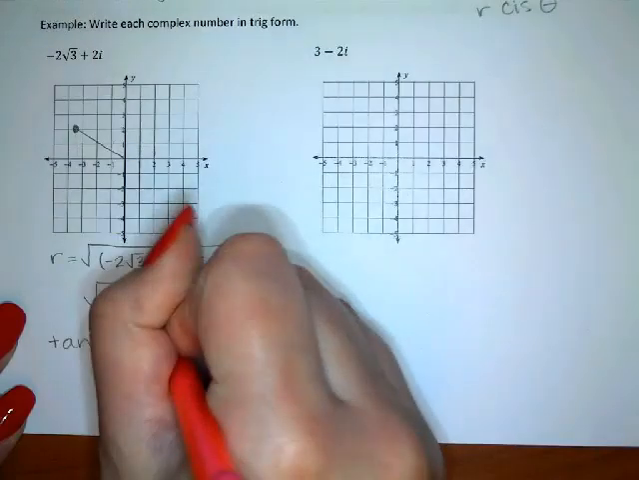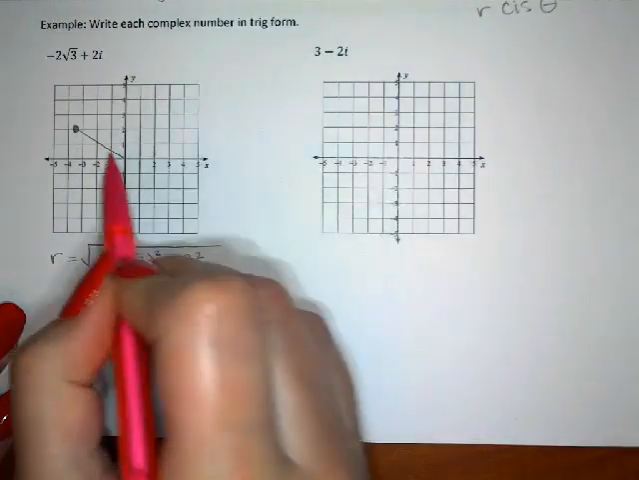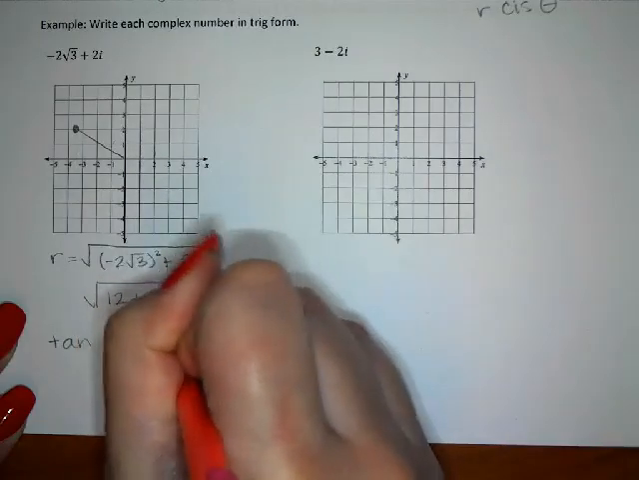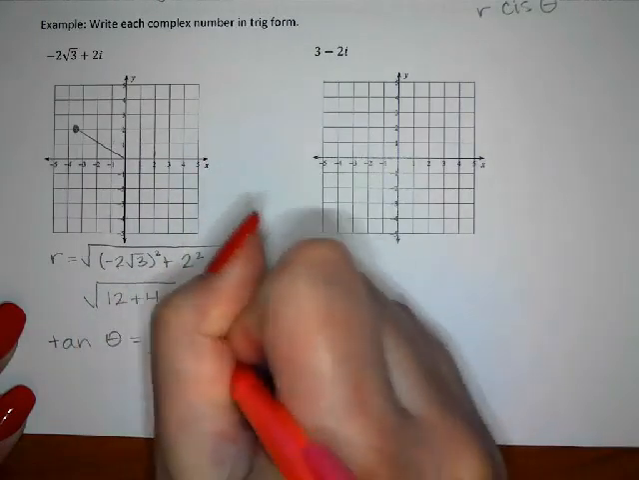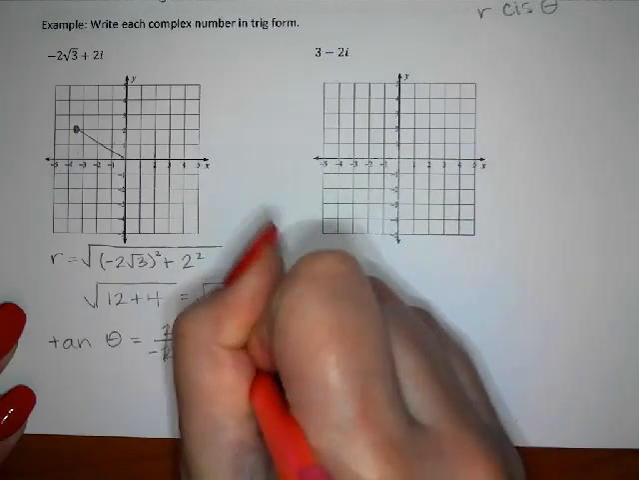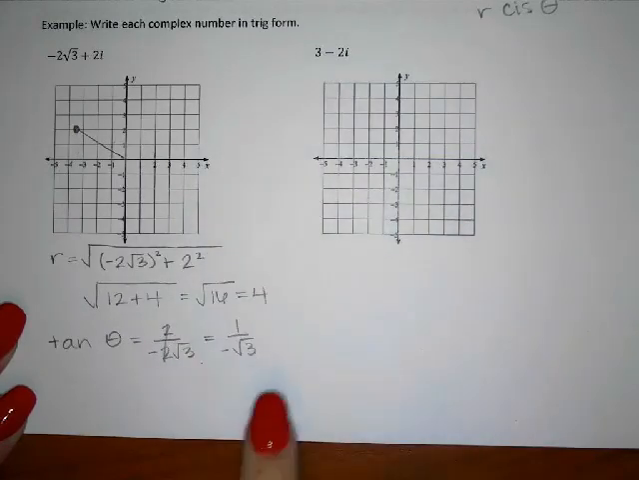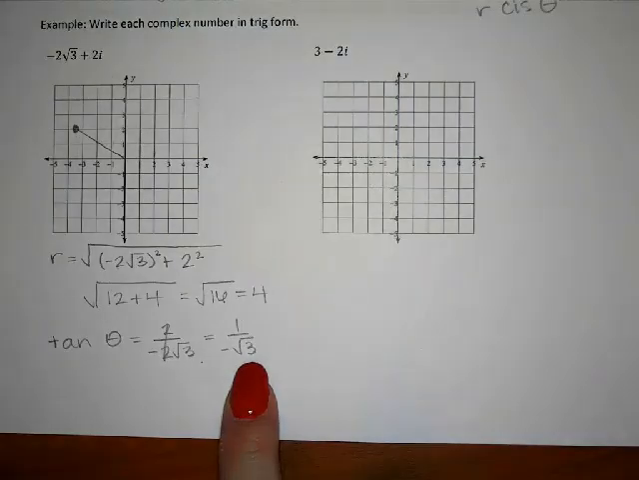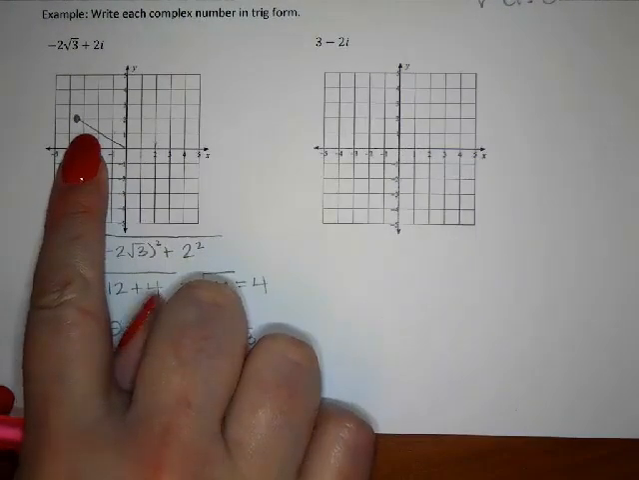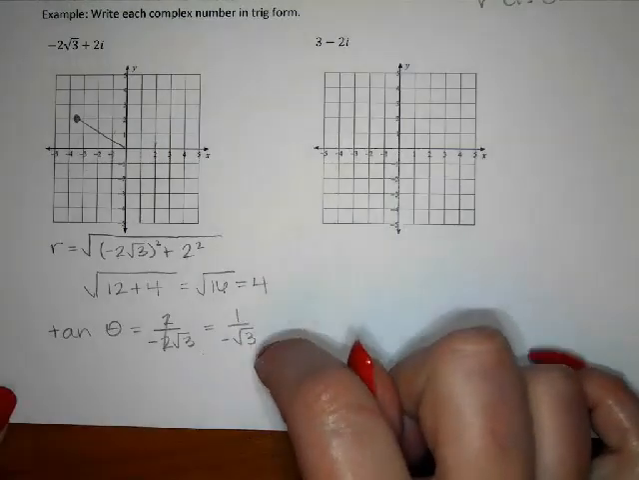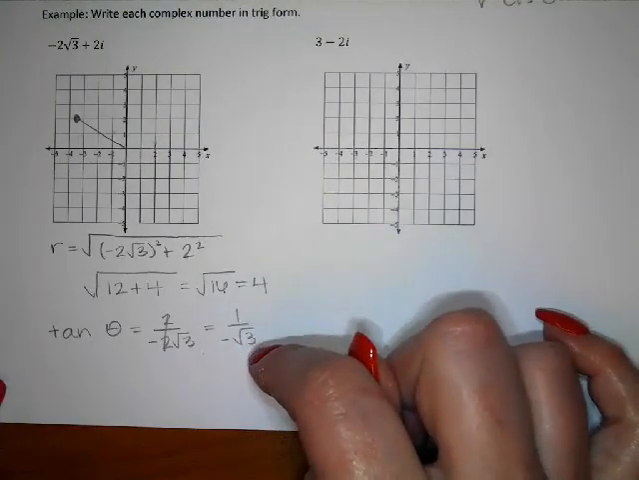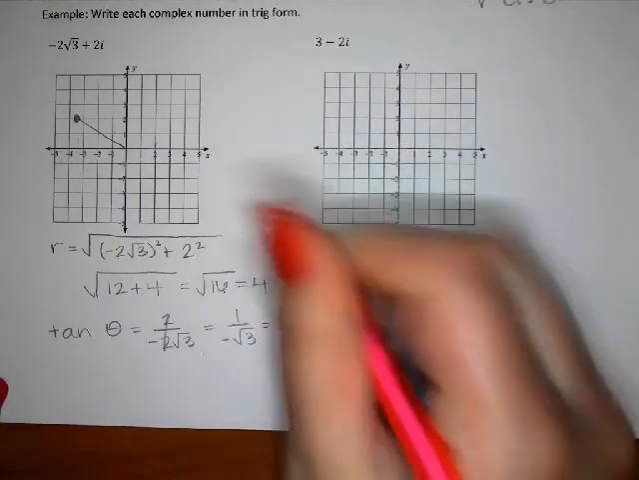The horizontal component is that I went left 2 root 3, so -2 root 3. So tan theta is, I'm going to cancel the 2's, 1 over negative root 3. Now I'm going to picture my unit circle, and imagine where in quadrant 2 on the unit circle I have a y coordinate divided by an x coordinate that gives me 1 over negative root 3, which I know simplifies to negative root 3 over 3.